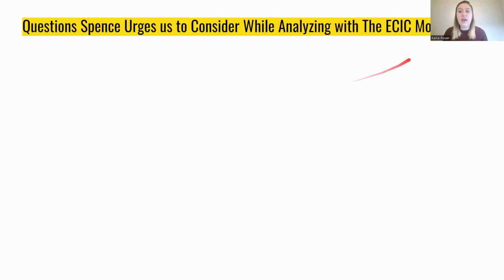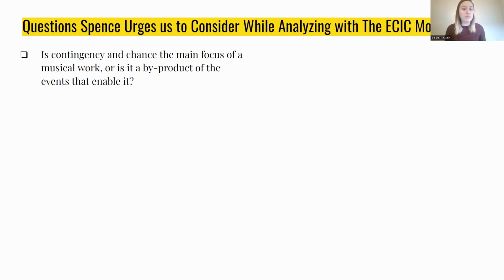So questions that Spence suggests considering while using this model actually become quite involved. A lot of these questions work with contingency, chance, and determinism, and different aspects of each of those. So I'm just going to read through these quick. They'll provide a general framework for how I approached. I didn't use all the questions in all of the analyses. I tried to fit them where they were appropriate to ask, because some of them don't apply to every piece. But these are the basic questions that fueled my analysis throughout the rest of this presentation.